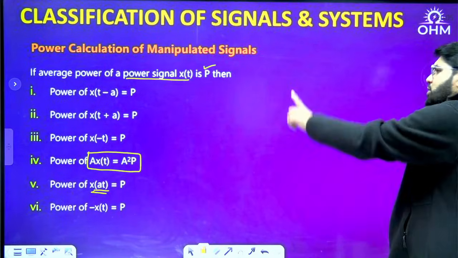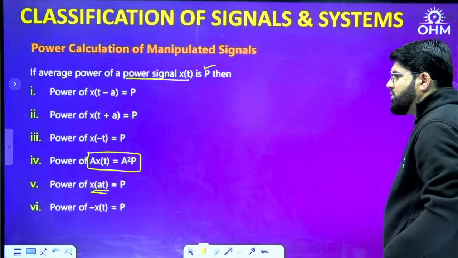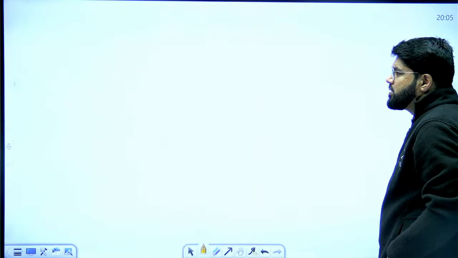We'll come to questions around this formula also when I take a periodic signal power question. Yeah, going back to question number 7 again.